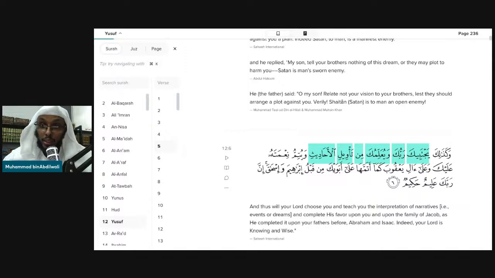These are two sentences. This is what we call a compound. Two compounded sentences. So we know that because of the wow. Two separate sentences. But let's break them both down. Okay? So give me the core for the first sentence and then give me the core for the second sentence. Okay? يجتبيك ربك ويعلمك من تأويل الأحاديث.